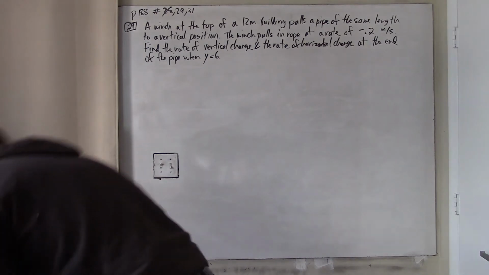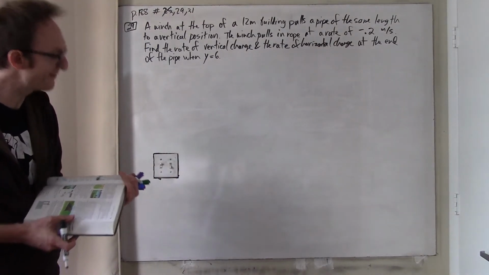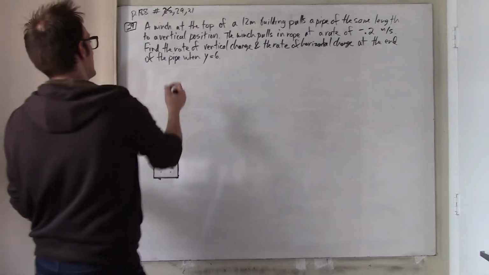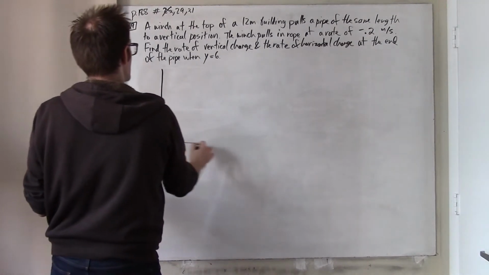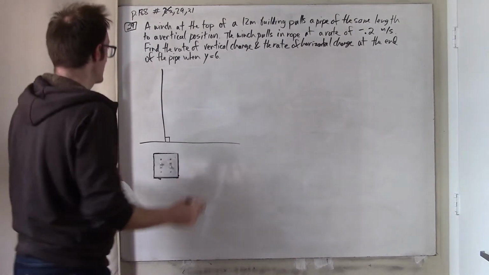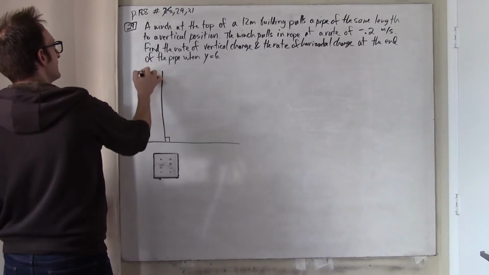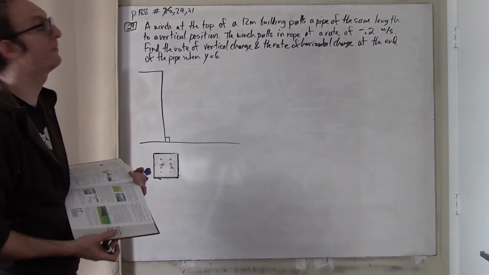What is a winch? I may have never used a winch in my entire life, but let's just tell the story. You have some kind of building, and buildings are generally made perpendicular to the ground. And here you are up at the top of this building. And let's say you have some kind of a pipe.